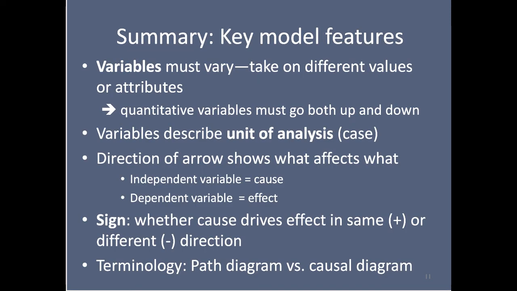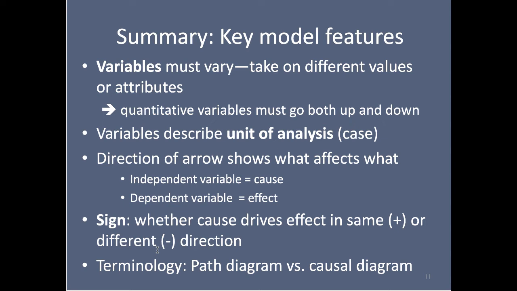So the key model features: variables are the things we're learning about, crime, engagement, and so on. They have to take on different values and attributes, which means they go both up and down. And they have to be about someone or something. That's the unit of analysis or the case. The direction of the arrow is critical. It says what is affecting what. It's a central part. The sign is whether that impact is in the same direction or the opposite.